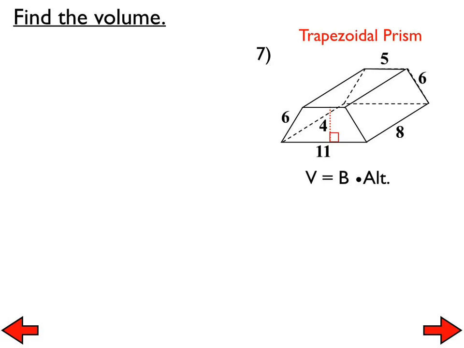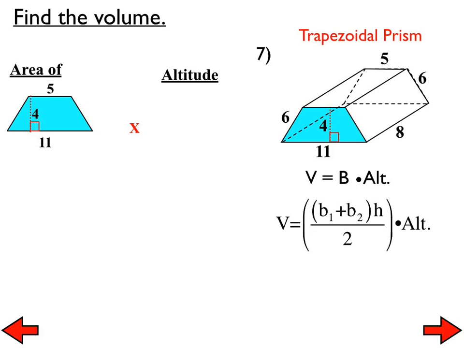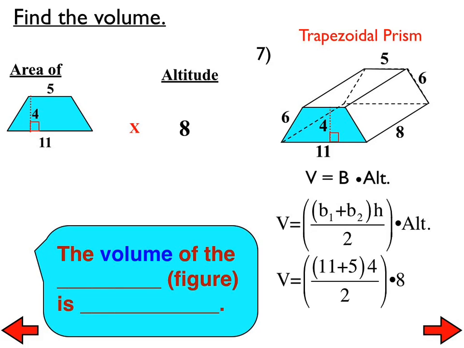This is a trapezoidal prism. The area of the trapezoid can be found right there, so that would end up being 32. And we multiply that by the altitude, so the volume of the trapezoidal prism is 256 units cubed. Units cubed because we weren't given any units in the problem. Okay? All right, that was number 7. Number 8.